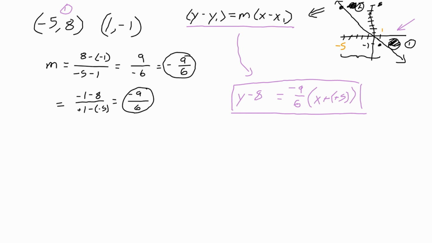This one's slope is exactly what we found out. Then we can just use its points and its slopes to get the point slope form. Does that make sense? Yeah.